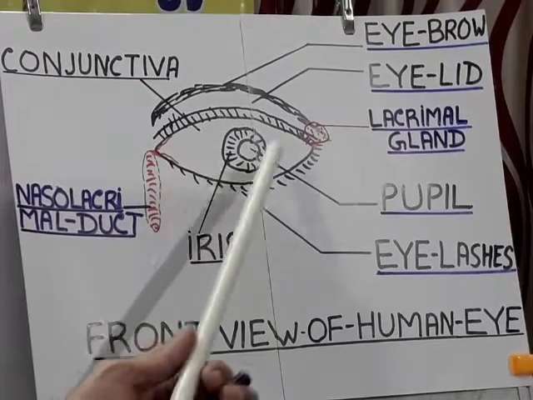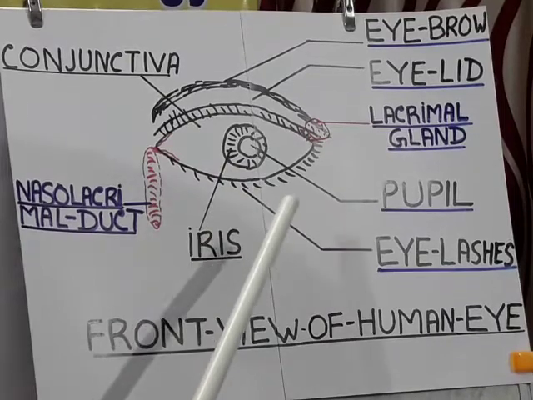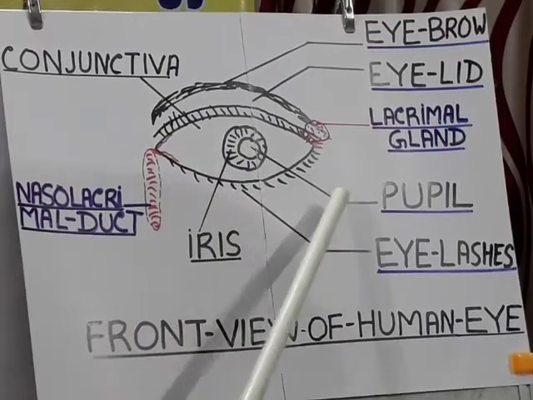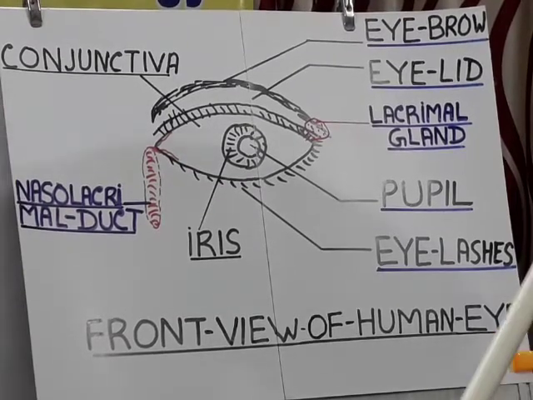In the middle of the eye, we have a surrounding iris, which is diaphragm-like, and the middle portion is the pupil, which can dilate or constrict whenever required.